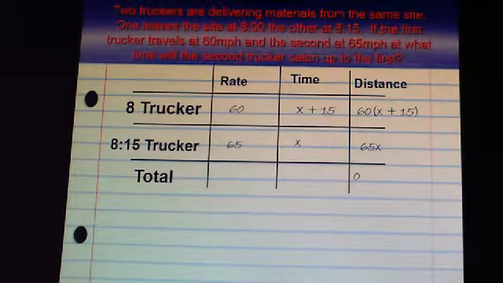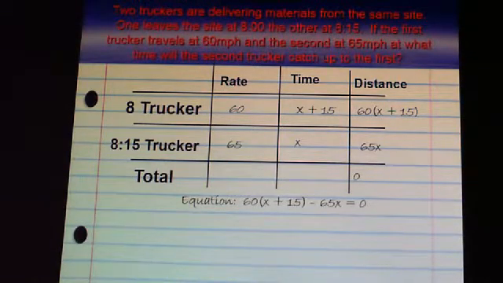Same direction or opposite directions? They leave from the same site, they're going to the same place because they want to know when they're going to catch up to each other, so it must be a subtraction problem. So 60 times x plus 15 minus 65x is equal to 0. Now all we have to do is solve it.